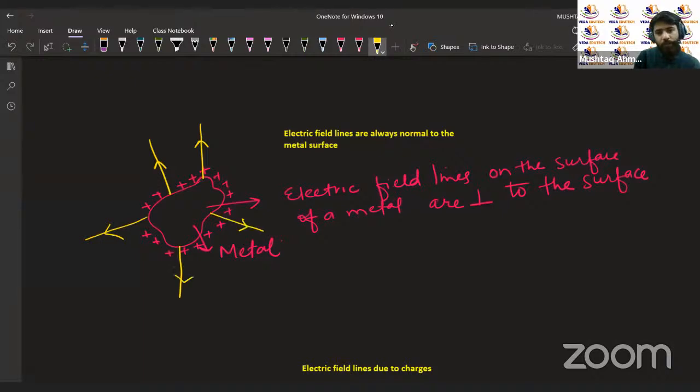The reason is that we know that metallic surfaces are equipotential surfaces, and the potential at every point on this metallic surface is the same. So there should exist no component of electric field parallel to the surface of this conductor. That's the reason these metallic surfaces are called equipotential surfaces, because if there is zero potential difference between two points in space, then the electric field in that region will be equal to zero.